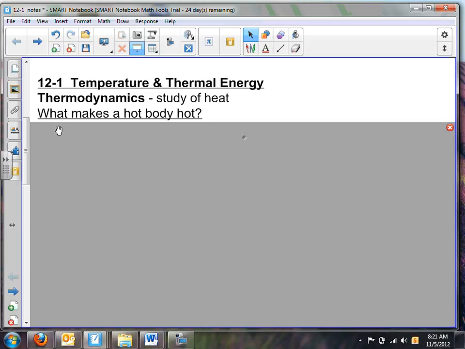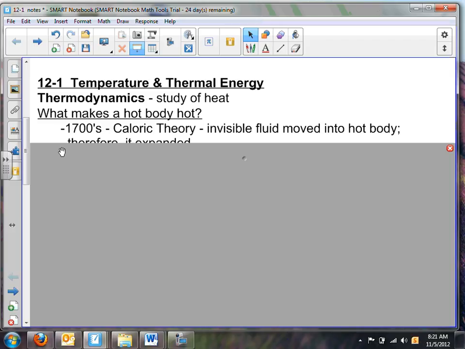We know that when things gain heat, they tend to expand. If you have a metal rod and you heat it up, it's going to expand. Theories try to explain why that happens. Well, in the 1700s, we have the caloric theory. And that theory really just says you've got an invisible fluid that moves into a hot body. And because of that, it expanded.